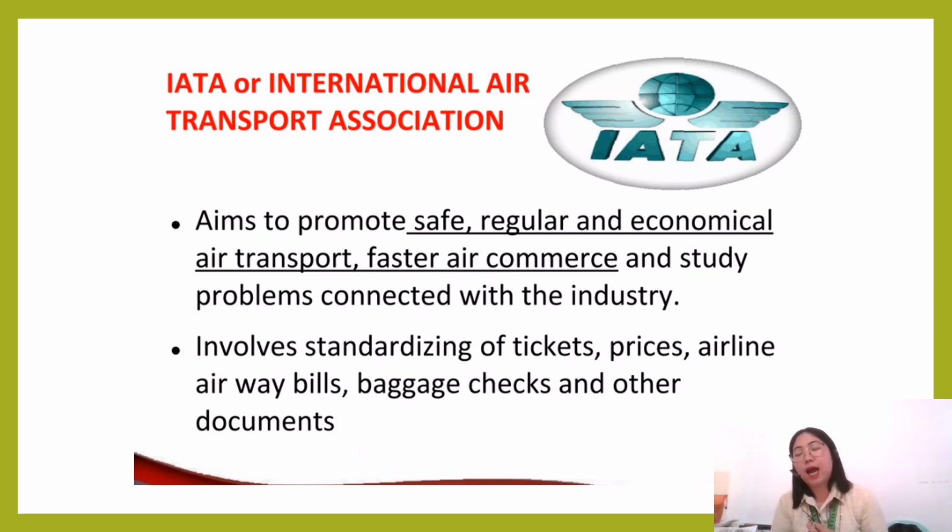So si IATA natin was established in 1945 in Havana. So saan ba si Havana? So si Havana ay sa Cuba, if I'm not mistaken. It was composed of airline operators attached to the national delegates or delegations of nung pangalawa nating organization, which is the ICAO Conference in Chicago. So at present, yung membership natin includes more than 112 scheduled airlines connected with IATA. So their objective is to promote yung safe, regular, and economical air transport, faster air commerce, and study the problems as what you see on your screen.